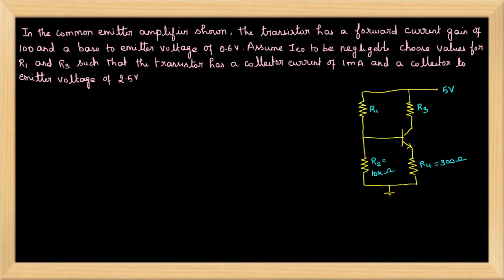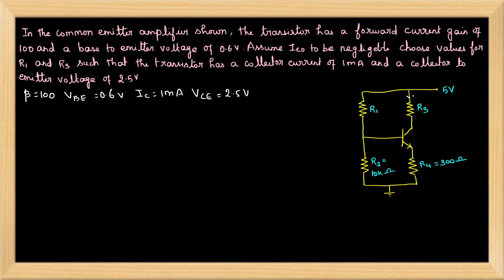Our first question is, in the common emitter amplifier shown, the transistor has a forward current gain of 100, that is beta equal to 100, and the base to emitter voltage of 0.6 volt. Assume that ICO to be negligible. Choose values for R1 and R3 such that the transistor has a collector current of 1 milliamp and a collector to emitter voltage of 2.5 volt. We have to find R1 and R3.